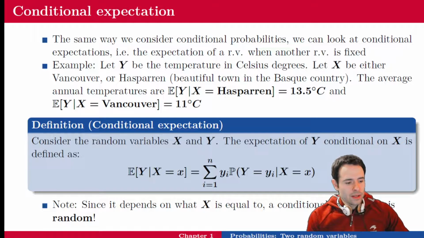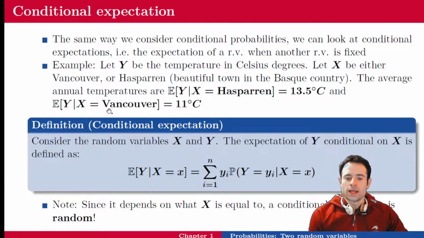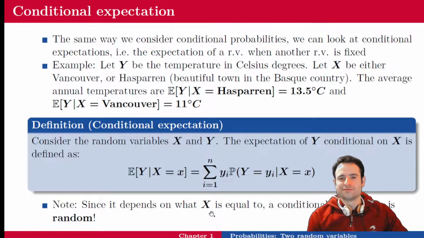But again, I mentioned that the expectation is different whether I look at one city or another. And so, for this reason, a conditional expectation is random because it depends on the value of x, and x is a random variable.